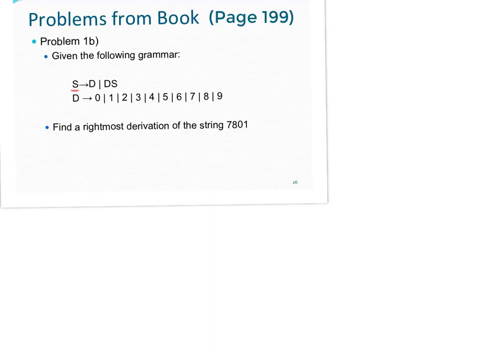If you just inspect this grammar, use your wits and look at it, what are our choices for S? S can go to a single digit, which is kind of the last step, whatever we do. Or it can go to a digit followed by S. And since we want 4 digits in our number, our first step is going to be S goes to DS. Now, because we're trying to do a rightmost derivation, we need to expand the rightmost non-terminal first.